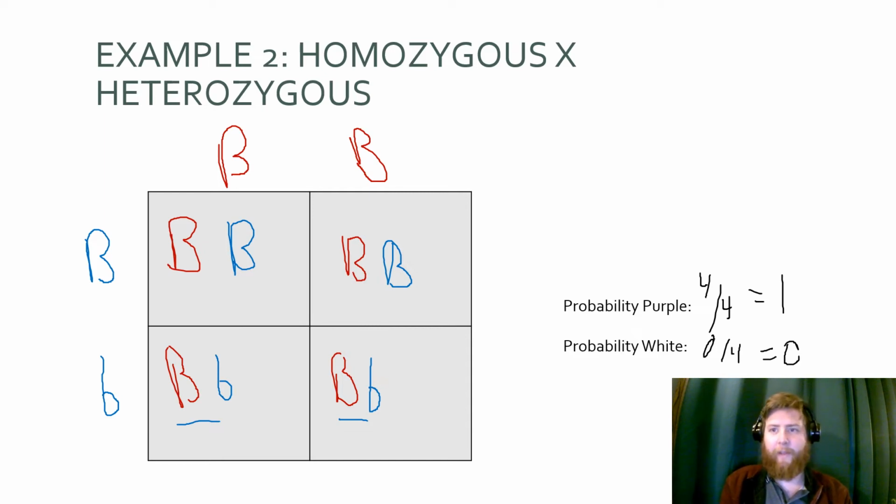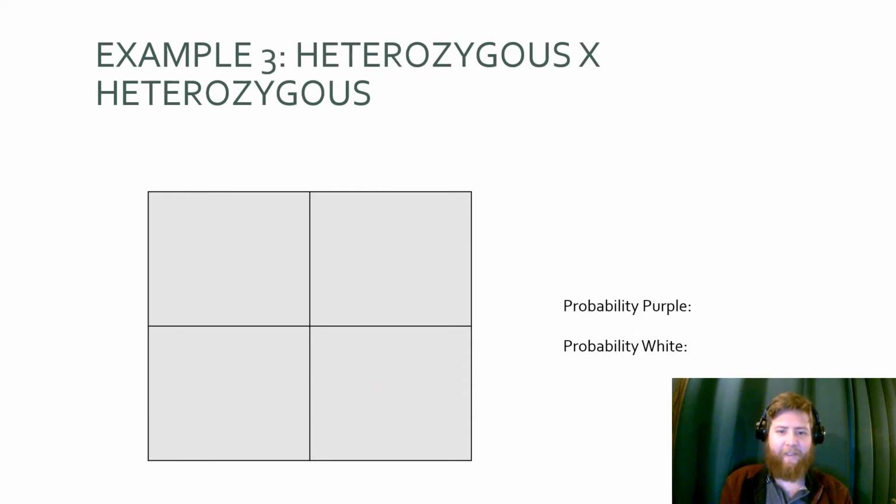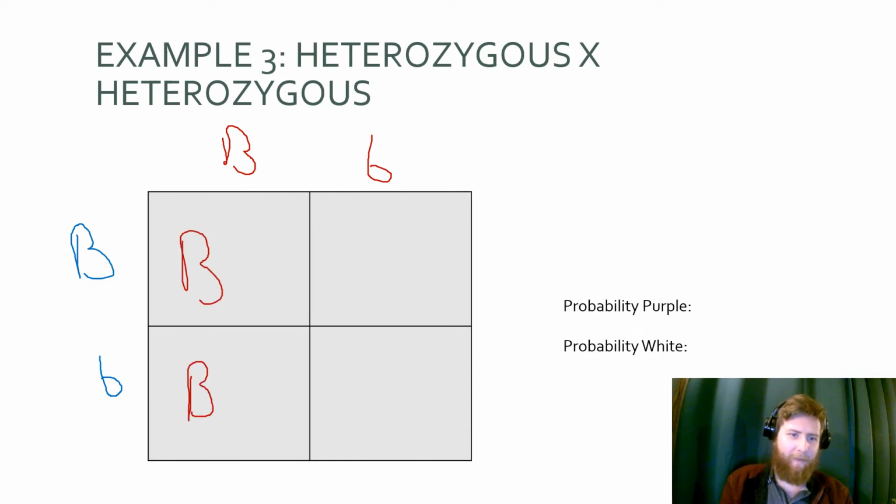All right, let's go look at one that's a little bit more fun here. Heterozygous and heterozygous. So that means that there's a big B and a little b, and the other one also is big B and a little b. Now this is where they start to get fun. Big B down, little b down. I'm putting the little b in the second spot here. You always want your recessives on the right-hand side. It just kind of makes it easier to read.